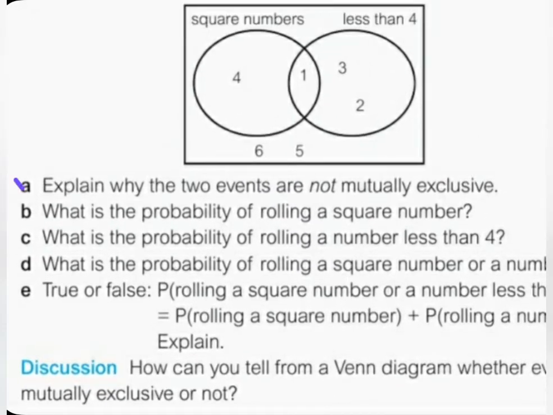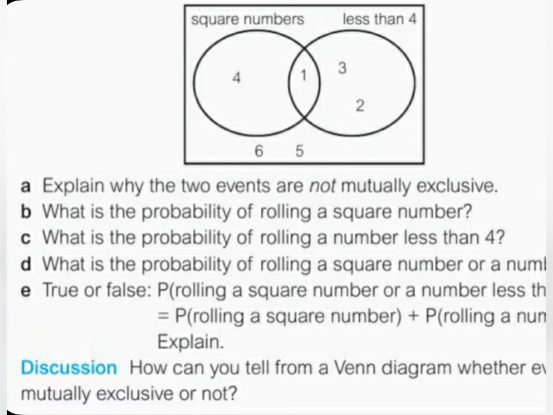Question A. Explain why the two events are not mutually exclusive. Now, as we said, mutually exclusive events are events that don't happen at the same time. As you can see here in these two events, they happen at the same time with number 1. So if I roll a dice and I get 1, in that case, I got a square number and a number less than 4 at the same time. And this means they are not mutually exclusive. That's why we explain it by saying they can happen at the same time. That's why they're not mutually exclusive.